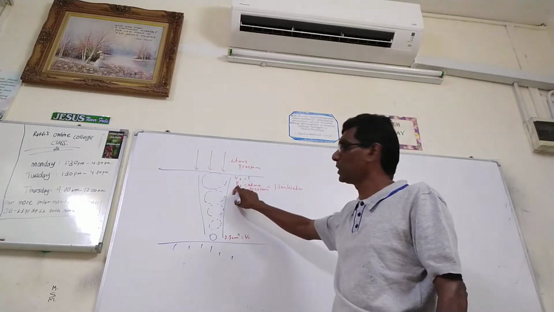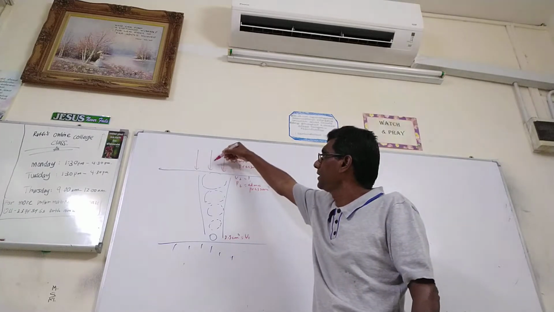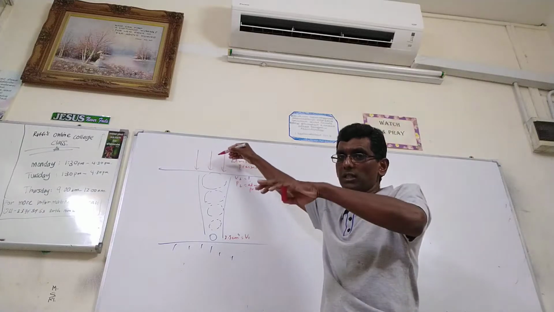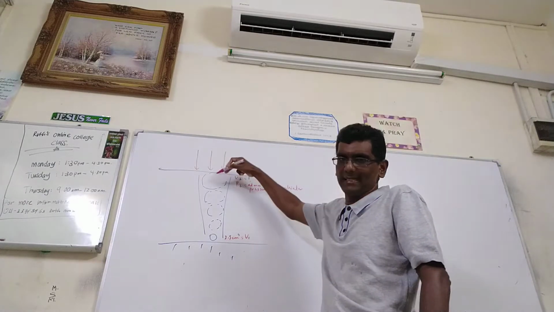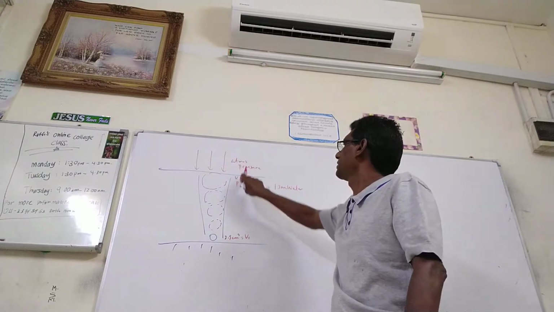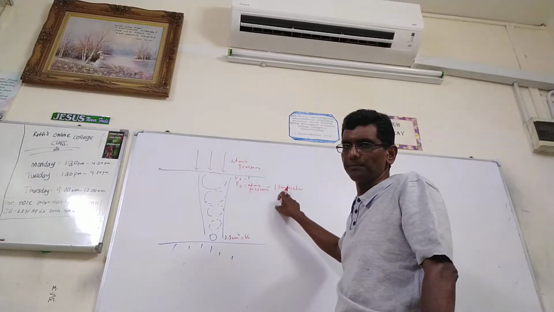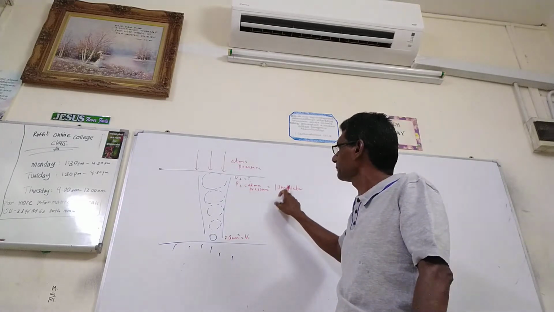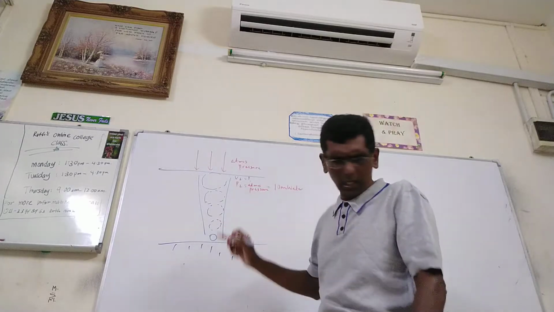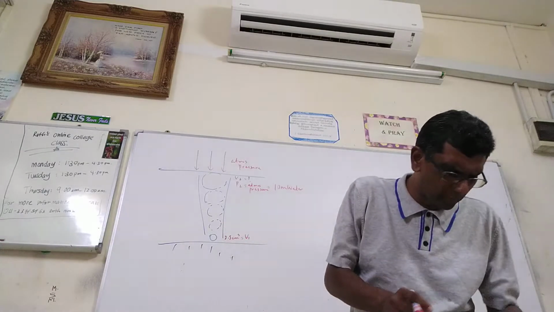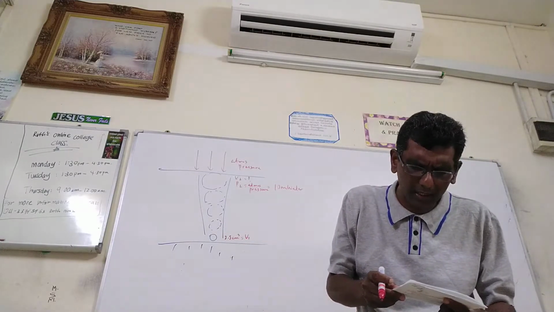So the pressure 2 is on the surface of the water, where atmospheric pressure acts on it. So atmospheric pressure is 10 meter water. Now, the depth of the water is 25 meter.